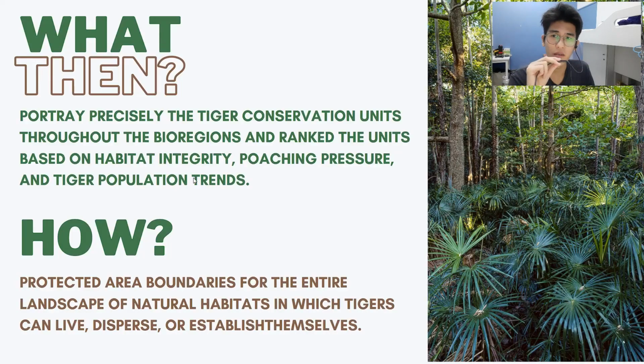The tiger conservation units are ranked based on habitat integrity, poaching pressure, and the tiger population. These protected areas are bounded, given boundaries for the entire landscape. This is to protect the tigers so they can reproduce, live, and move around. Basically, the tiger conservation unit is the block of habitat for the tiger, meaning no one can be involved in that habitat for human activities.